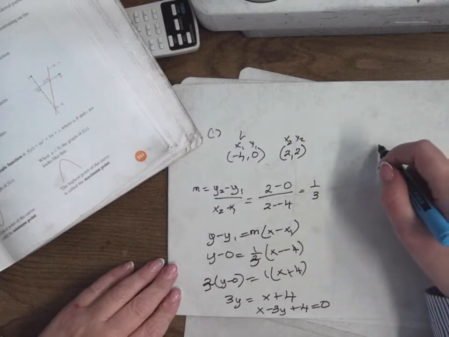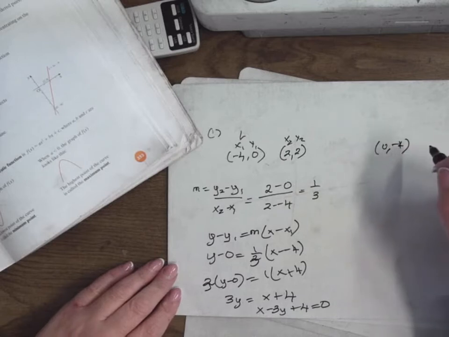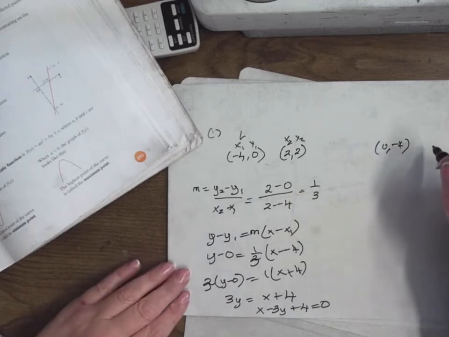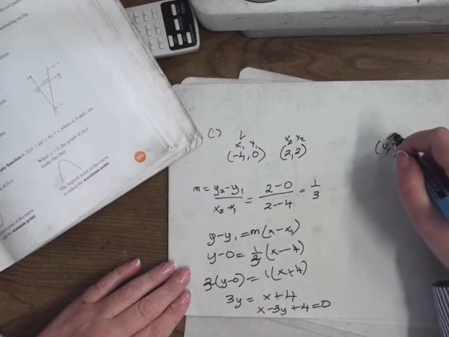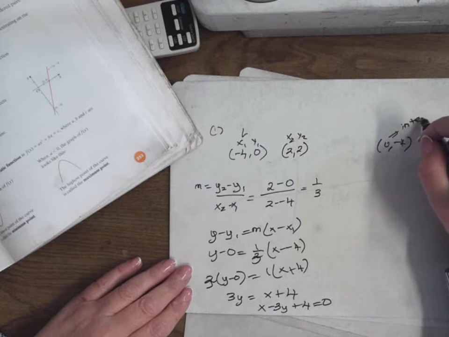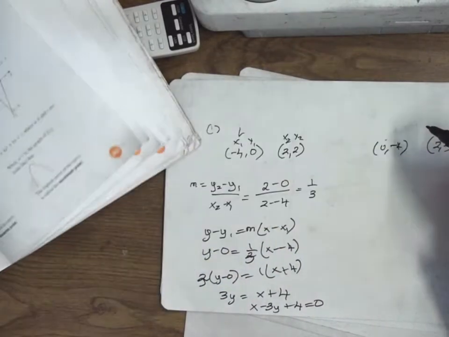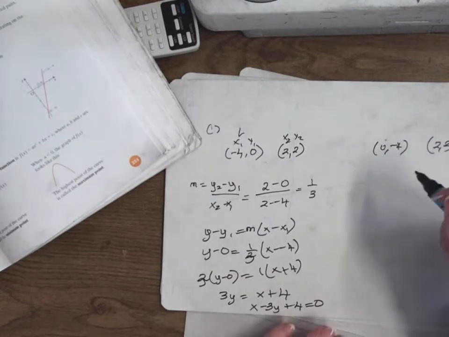The other line has the point 0, minus 4, and the point 2, 2. This is the point where it intersects the y-axis. Agreed? Do you know what? I won't do it the other way because it'll just confuse you. If you spot it, you spot it. If you don't, I'll just do it this way.